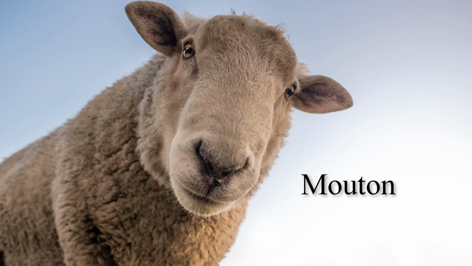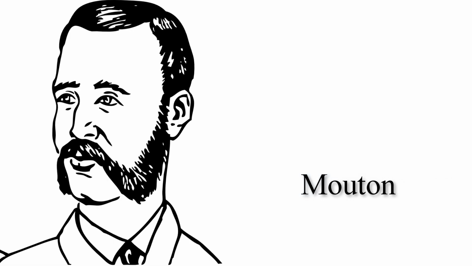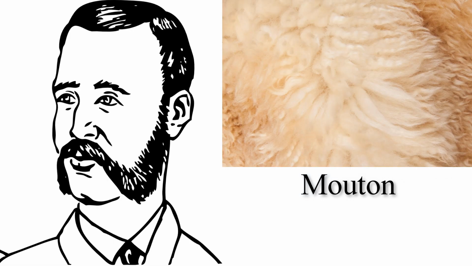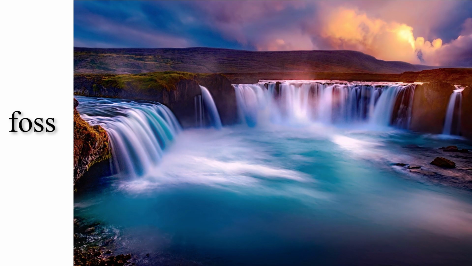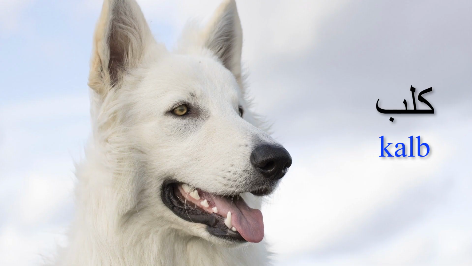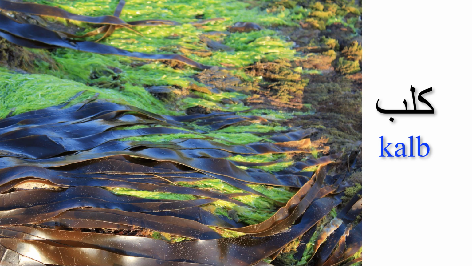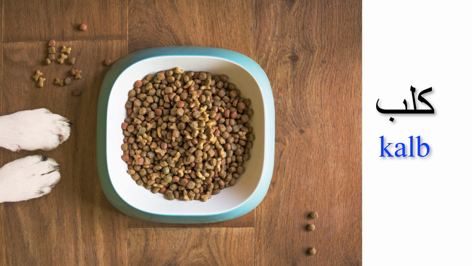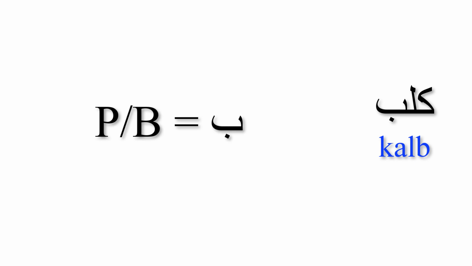To close, let's look at a few examples of mnemonics for words in different languages. Mouton in French means sheep. We can think of a guy with mutton chops that are actually made of sheepskin. Foss in Icelandic means waterfall. We can think of waterfalls coming from a giant faucet. The Arabic word kelb means dog, so we can think of kelp being turned into dog food. This works well because there's actually no P sound separate from the B sound in Arabic.